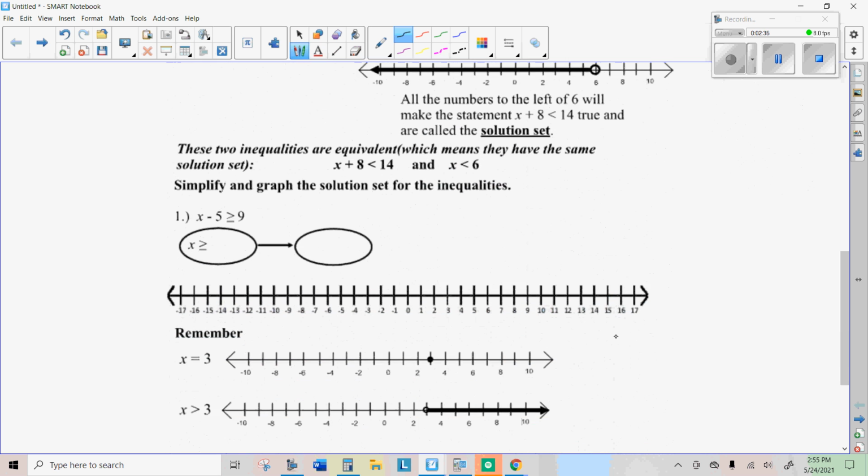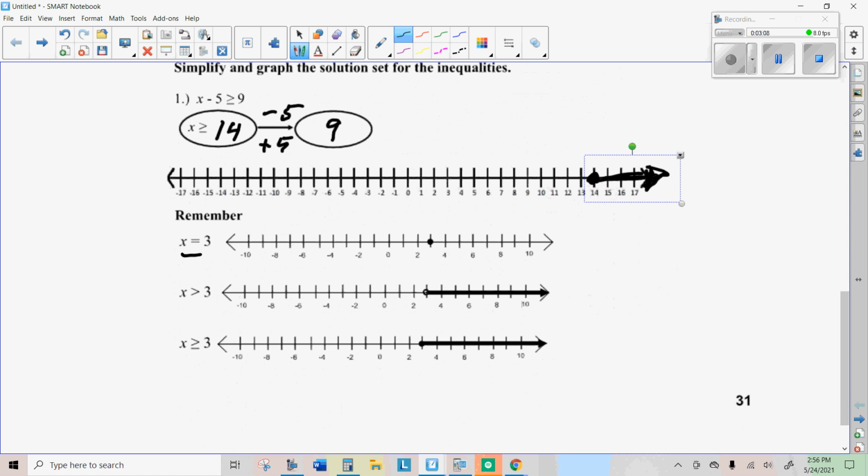All right, so in this one, I'll do this one with you. So since we are subtracting 5 to get numbers that are greater than or equal to 9, backtracking, we would add 5, and we would find that any number greater than or equal to 14 would make this true. So because there's an equal, we would put a closed dot on 14, and then we would shade to the right because it's greater than or equal to. Okay?